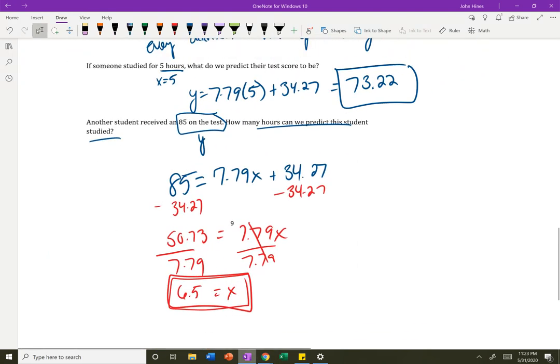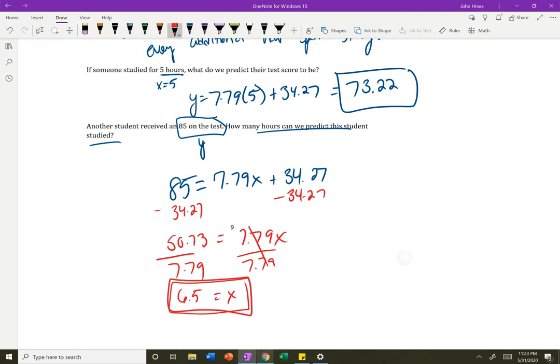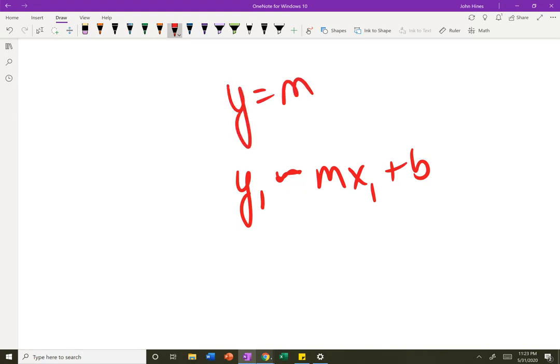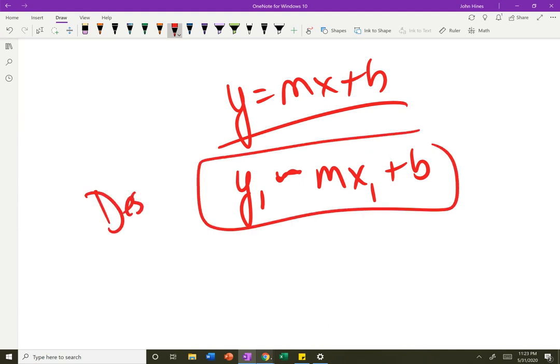That's all I've got for this video. So the key thing I need you to understand is how do you create a linear regression? y1 squiggle, mx1 plus b. You got to use that little squiggle there to create your line of best fit. And now when you write it, you actually write y equals mx plus b. But on Desmos, you actually have to use that little squiggle there. y1 squiggle, mx1 plus b.